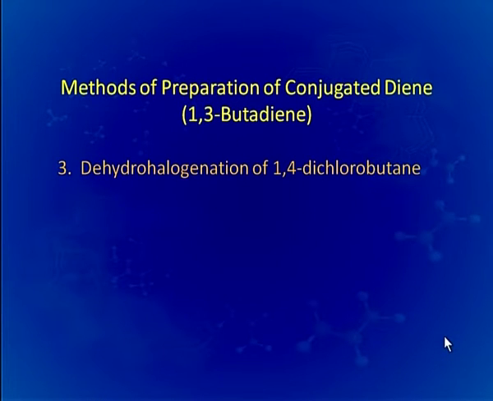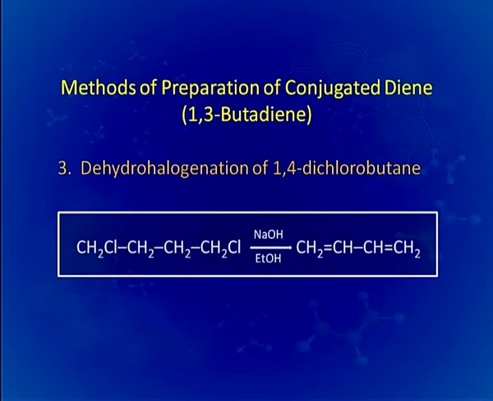In another method, dehydrohalogenation of 1,4-dichlorobutane is done with the help of alcoholic sodium hydroxide. Here we can see a hydrogen atom and a chlorine atom being eliminated from here, and one chlorine atom and one hydrogen atom being eliminated from here. So, we are taking out 2 moles of HCl and we are getting 1,3-butadiene.